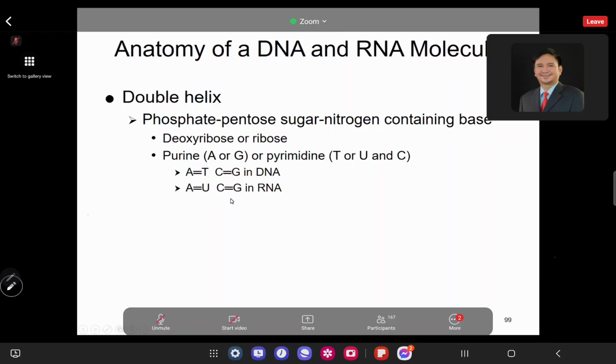So when you pair them, adenine, thymine, cytosine, guanine, that's your DNA. Adenine, uracil, cytosine, guanine, that's your RNA. So the difference: thymine for DNA and uracil for RNA. DNA forms a double helix structure stabilized by hydrogen bonds between complementary bases, while your RNA is typically single-stranded but may fold into complex structures.